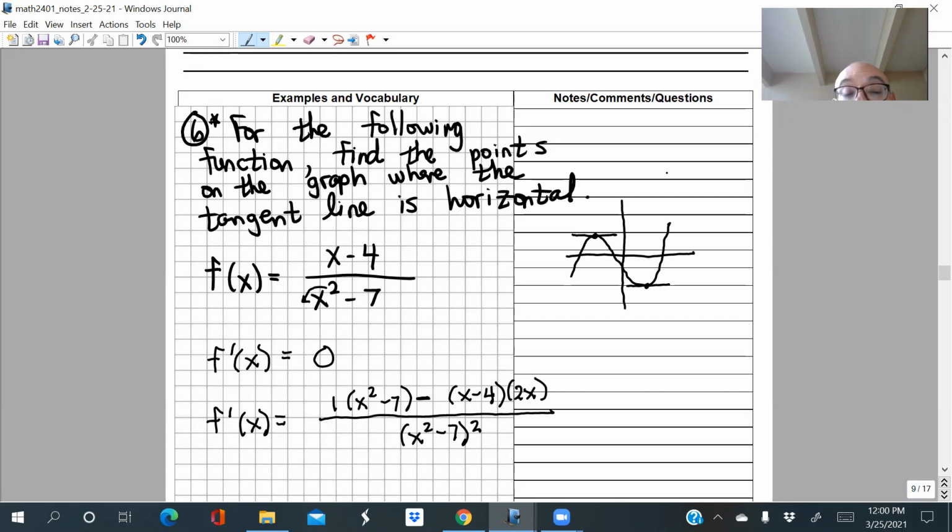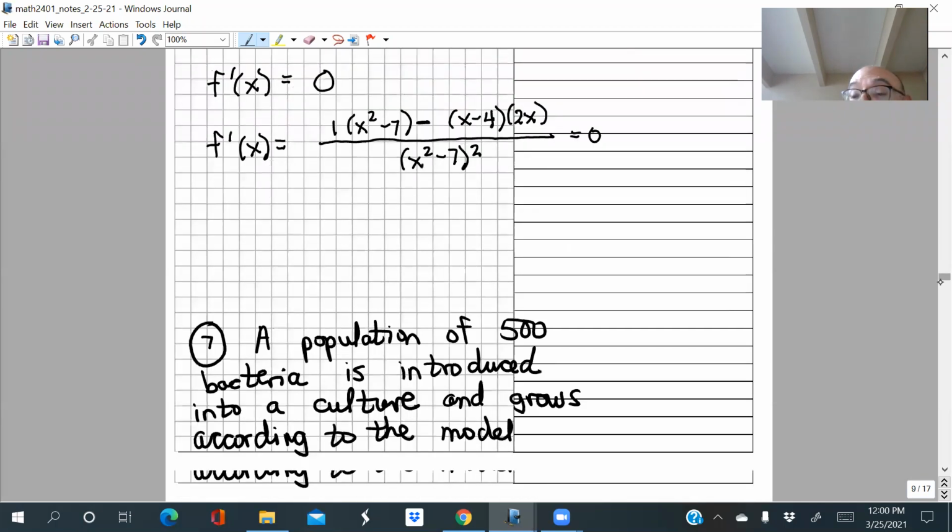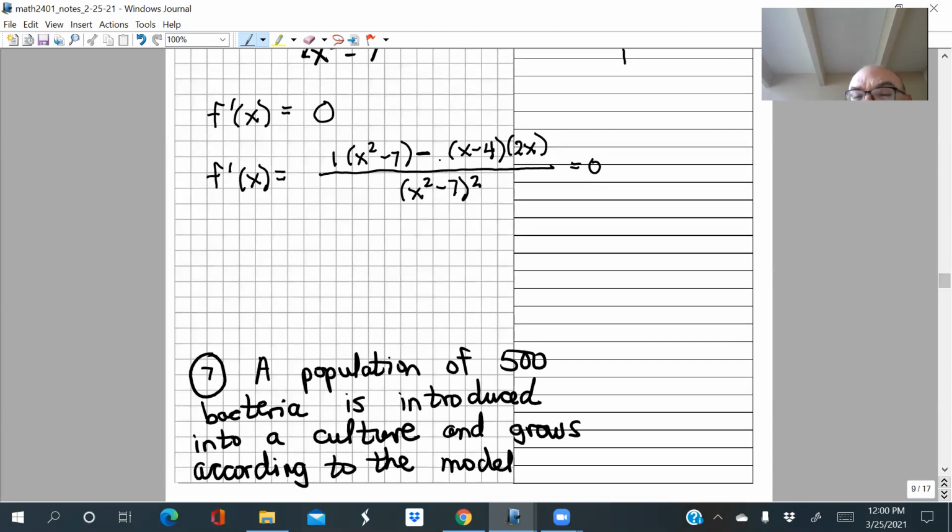And remember now, we're going to set that equal to 0, because we're trying to figure out what x values will give us a derivative of 0. It's going to be those x values where the tangent line is horizontal. All right, so now this looks like a terrible equation to solve, but let me tell you, it's not that bad, okay? So do not start freaking out or getting intimidated right here.